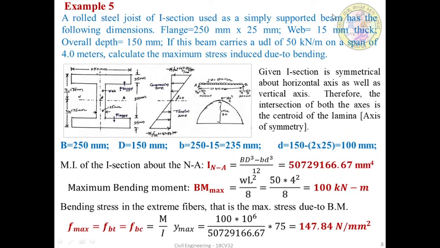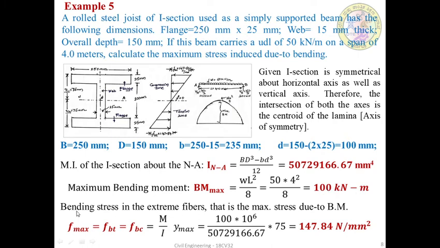And for the simply supported beam, here the length of the beam is equal to 4 meter. The UDL acting is 50 kilonewton per meter. So the maximum bending moment occurs under the load, and the equation is given by WL square by 8. After substituting the value, I got the maximum bending moment as 100 kilonewton meter.